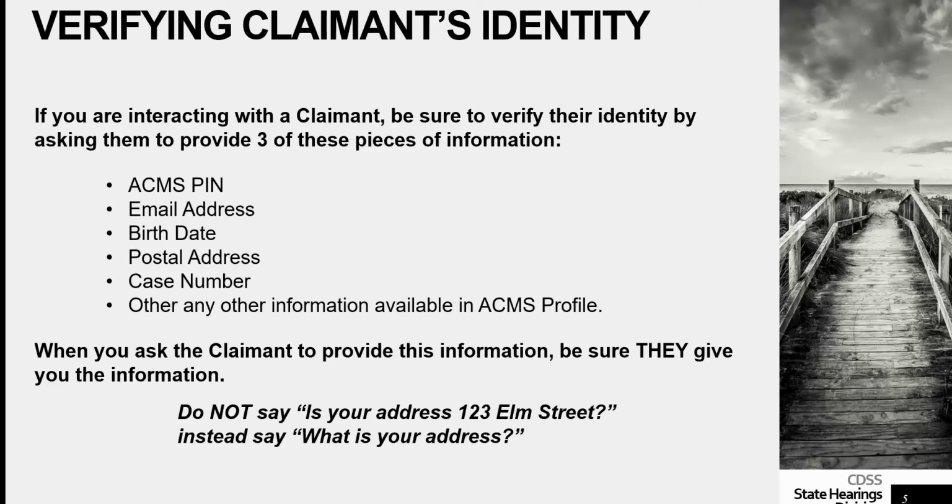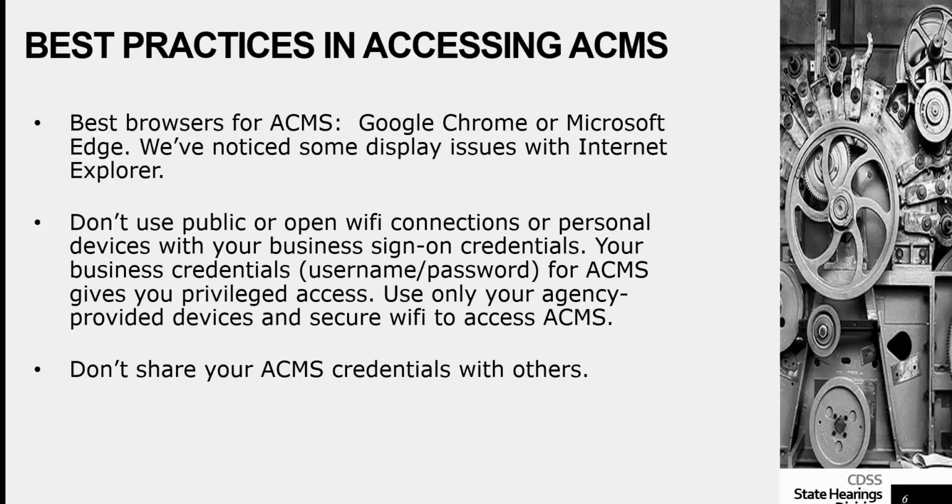So feel free to use that information in ACMS to help identify the claimant when you're speaking to somebody on the phone. Make sure that you don't give away the answer in asking the question. For example, if I say, "Is your address 123 Elm Street?" the person might just say, "Yes, that's my address." So instead, ask them to verify the address. What street do you live on, or what is your address, that sort of thing.